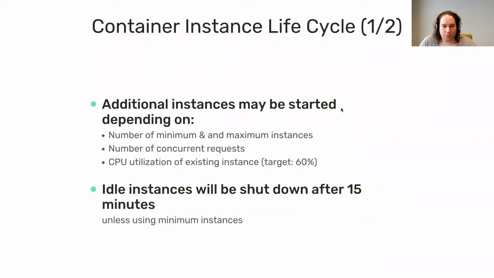You can also configure how many concurrent requests your container or your service can handle. And depending on this configuration, the managed service will decide to spin up more instances. One other aspect is also the CPU utilization. There's a target of 60%. And if all of the existing instances have such a utilization, the cloud will start additional instances. And if there aren't any requests incoming for a given instance, it will be shut down after 15 minutes.